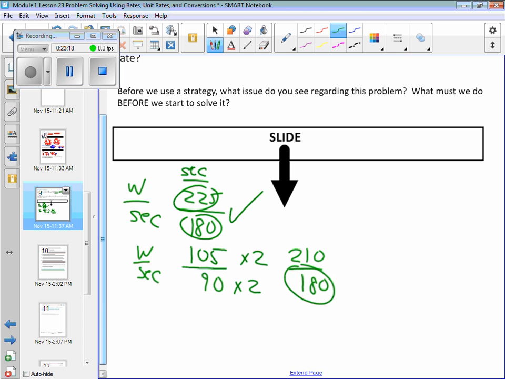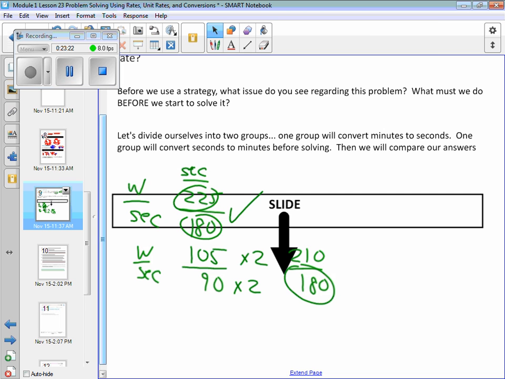Okay? Now, just in case you're curious to know what the slide would have been, but we're out of time, I was going to split you up into 2 groups. One was going to convert to seconds, and one was going to convert to minutes, and then we would come back. You would get the same answer for different reasons. Okay? We'll stop here for today.